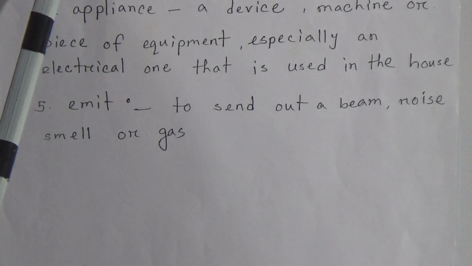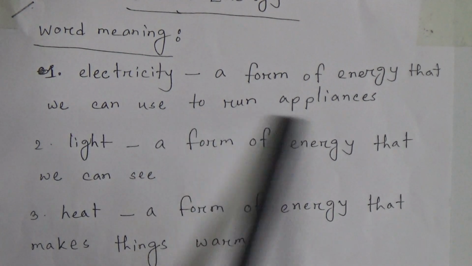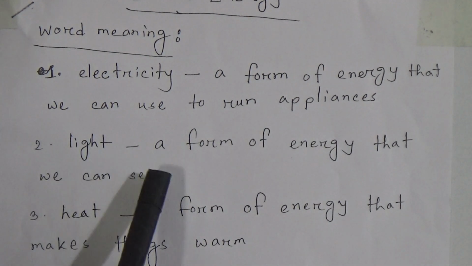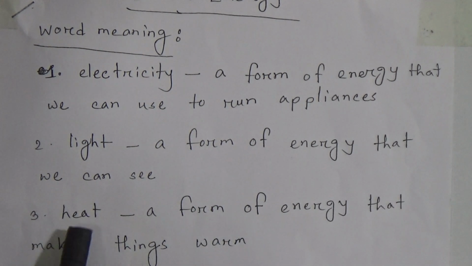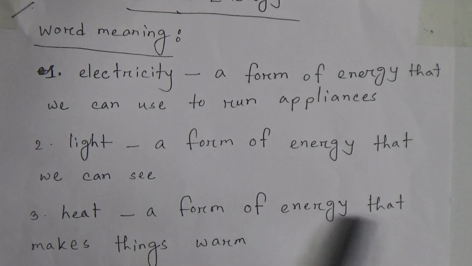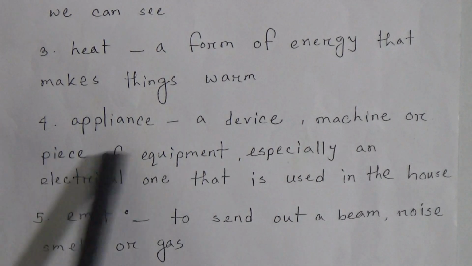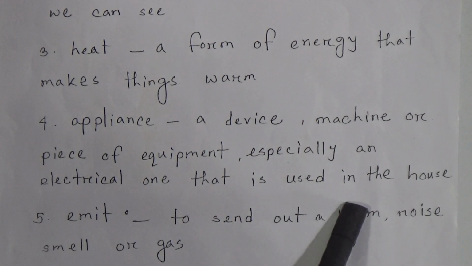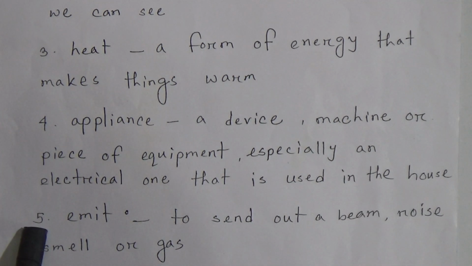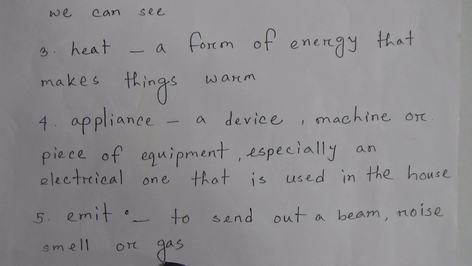My dear students, I am repeating. Electricity means a form of energy that we can use to run appliances. Light means a form of energy that we can see. Number 3, heat means a form of energy that makes things warm. Appliance means a device, machine or piece of equipment, especially an electrical one, that is used in the house. And number 5, emit. Emit means to send out a beam, noise, smell or gas.